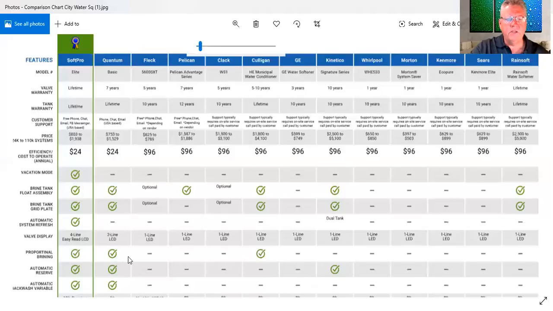The Quantum does the same thing. The rest of these systems, except for the Culligan, do not have that. And not all the Culligan systems have that. Only their high efficiency Culligan system has that.